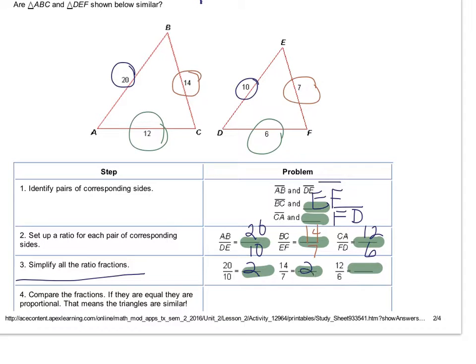14 divided by 7, 2. 12 divided by 6, 2. So it says compare the fractions. If they are equal, they are proportional. So look at this: 2, 2, 2. Yes, it's proportional. That means the triangles are similar.